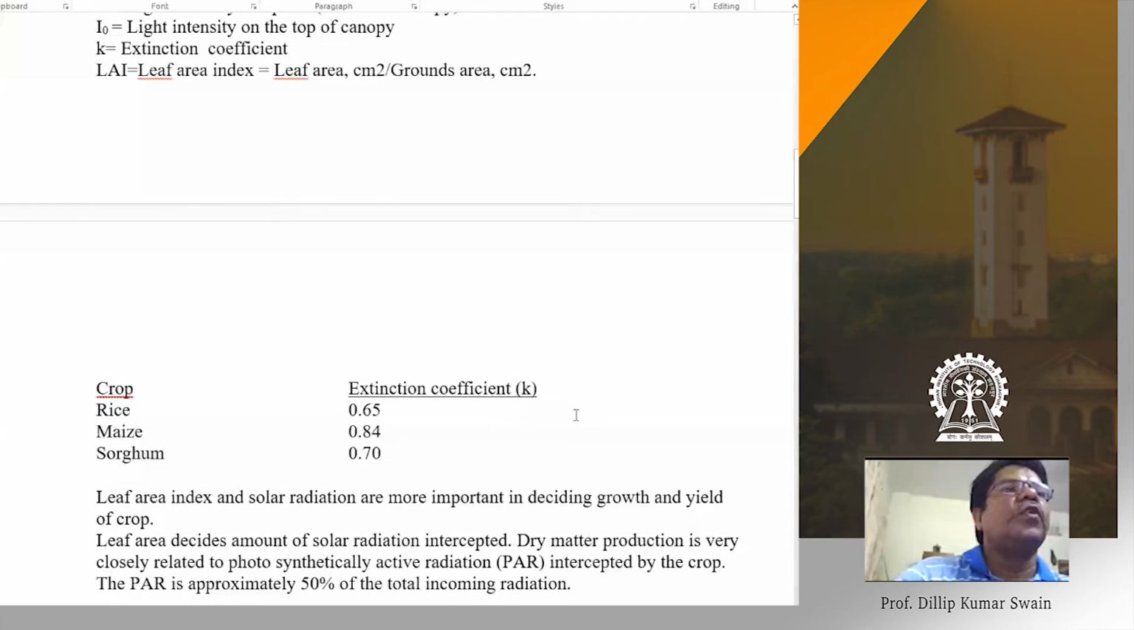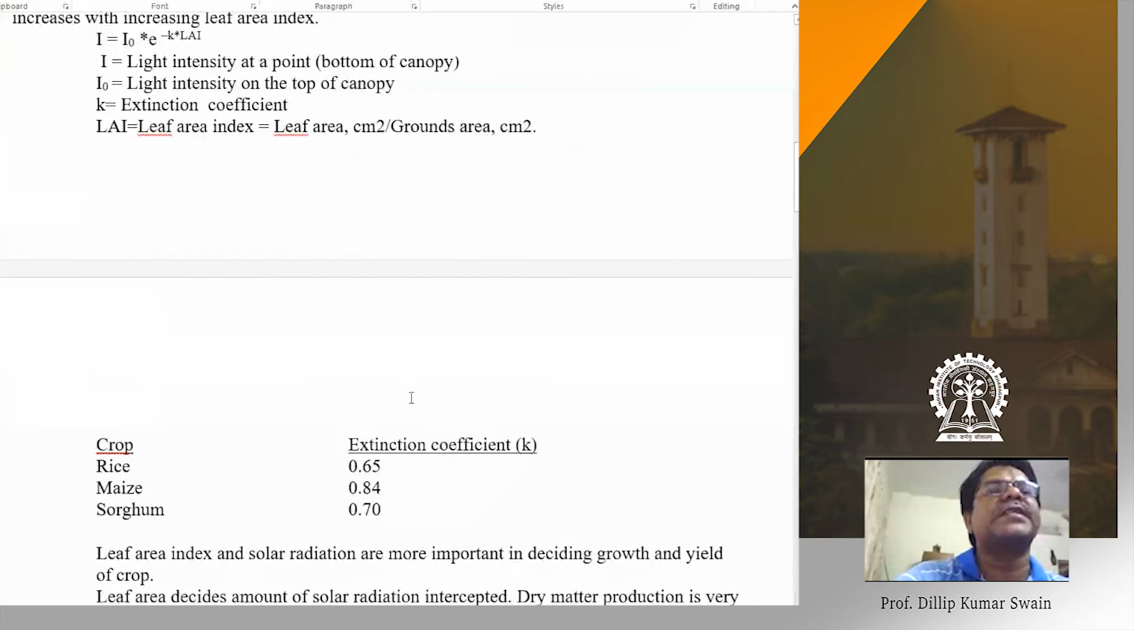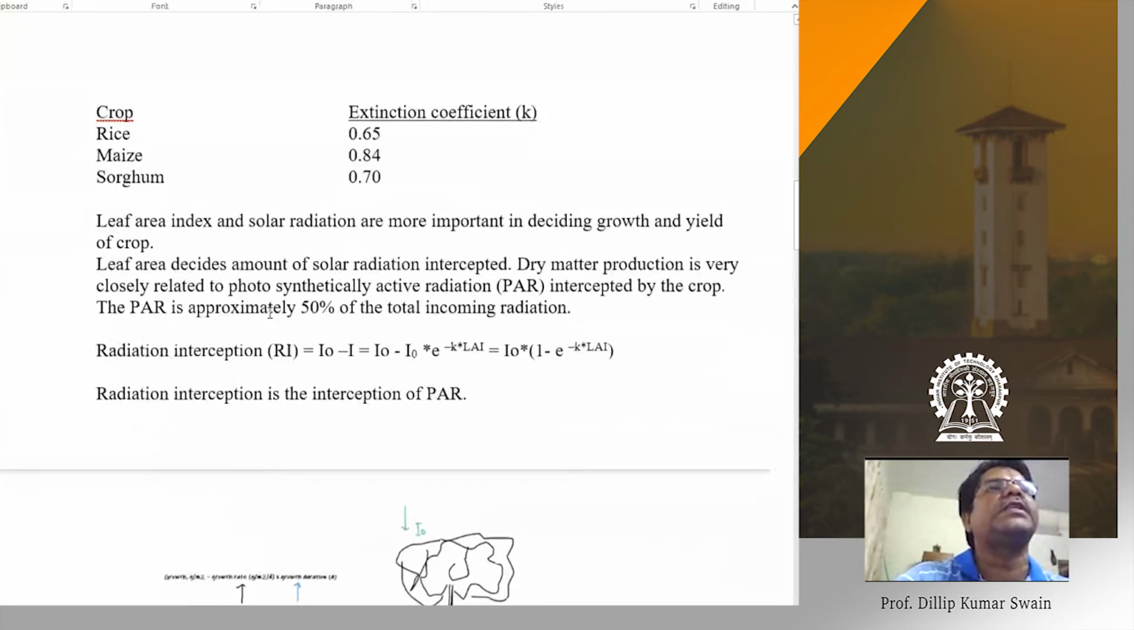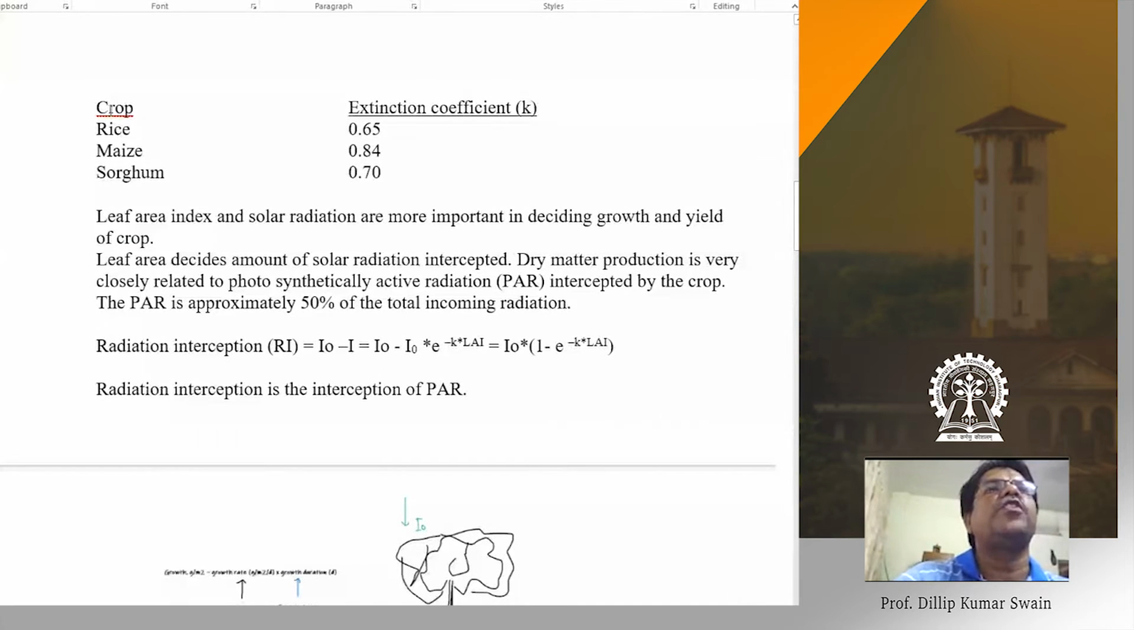We have discussed up to this. Now the crop coefficient is fixed, as we discussed, based on leaf orientation. For rice this is 0.65, for maize 0.84, for sorghum 0.70. I think you might have seen the crop. The maize leaves are mostly at a right angle to the main stem. So the extinction coefficient is higher in the case of maize, and there is more interception of radiation as compared to other crops. Of course, we have already discussed these things.